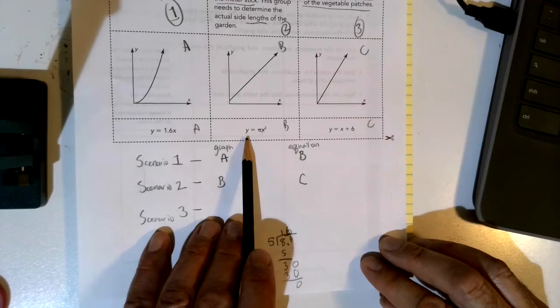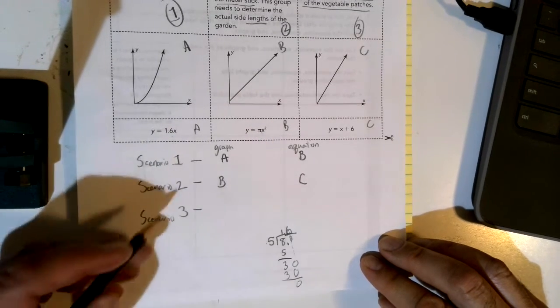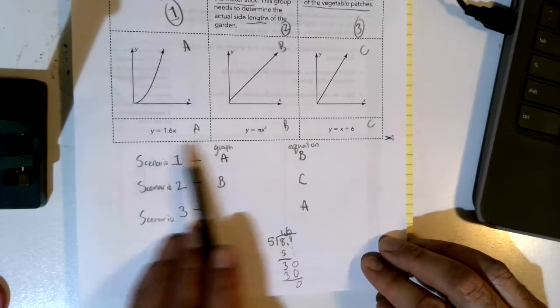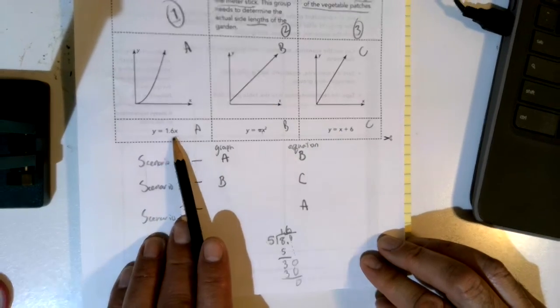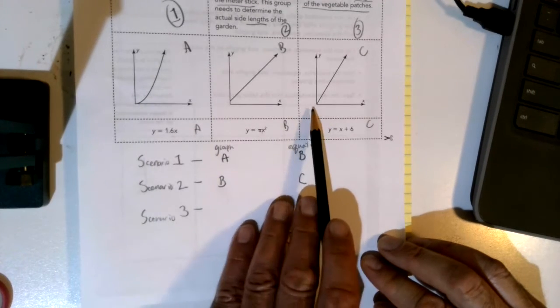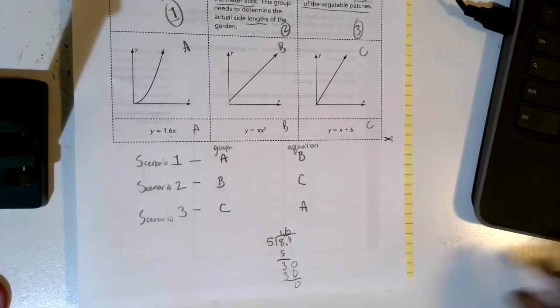So for every width, I have 1.6 times the length. So that's going to be my equation. And I know it's going to be a proportional relationship because it's multiplicative. If I put in a 0 and a 0, it's going to start at the origin, and it's going to be linear. So my graph is C.